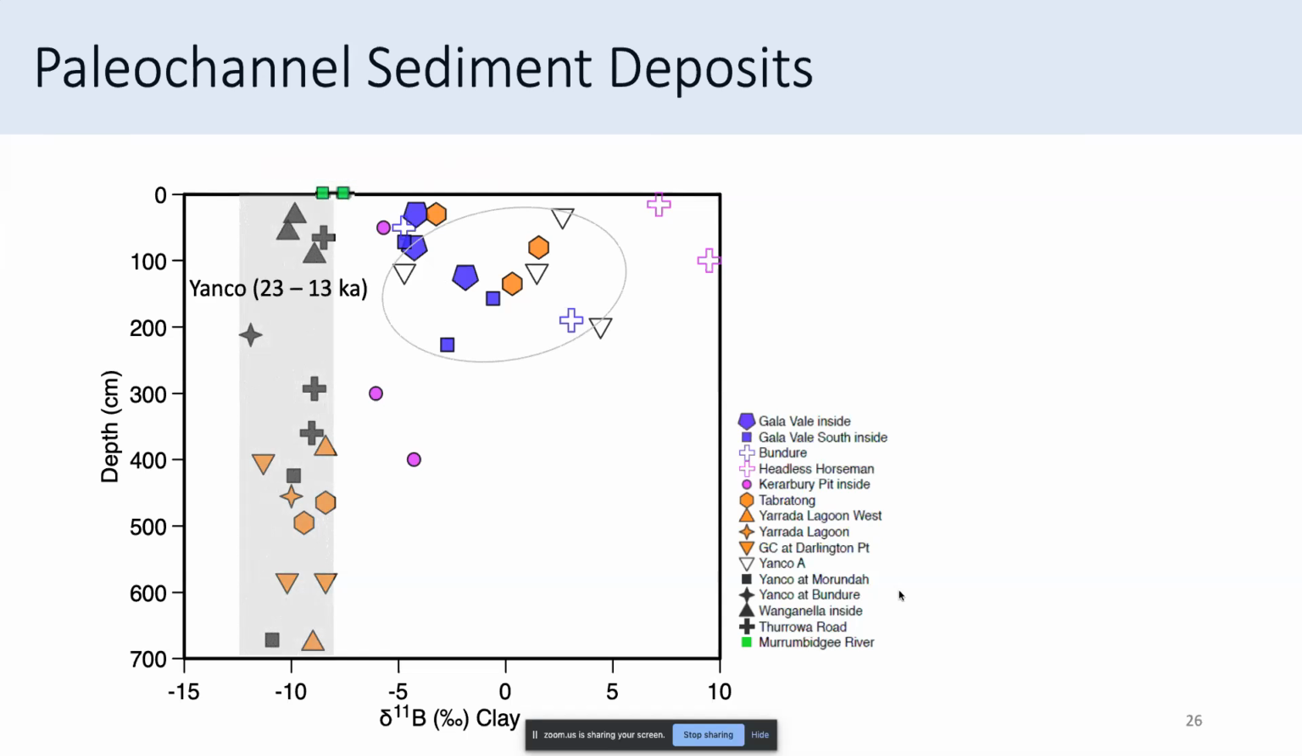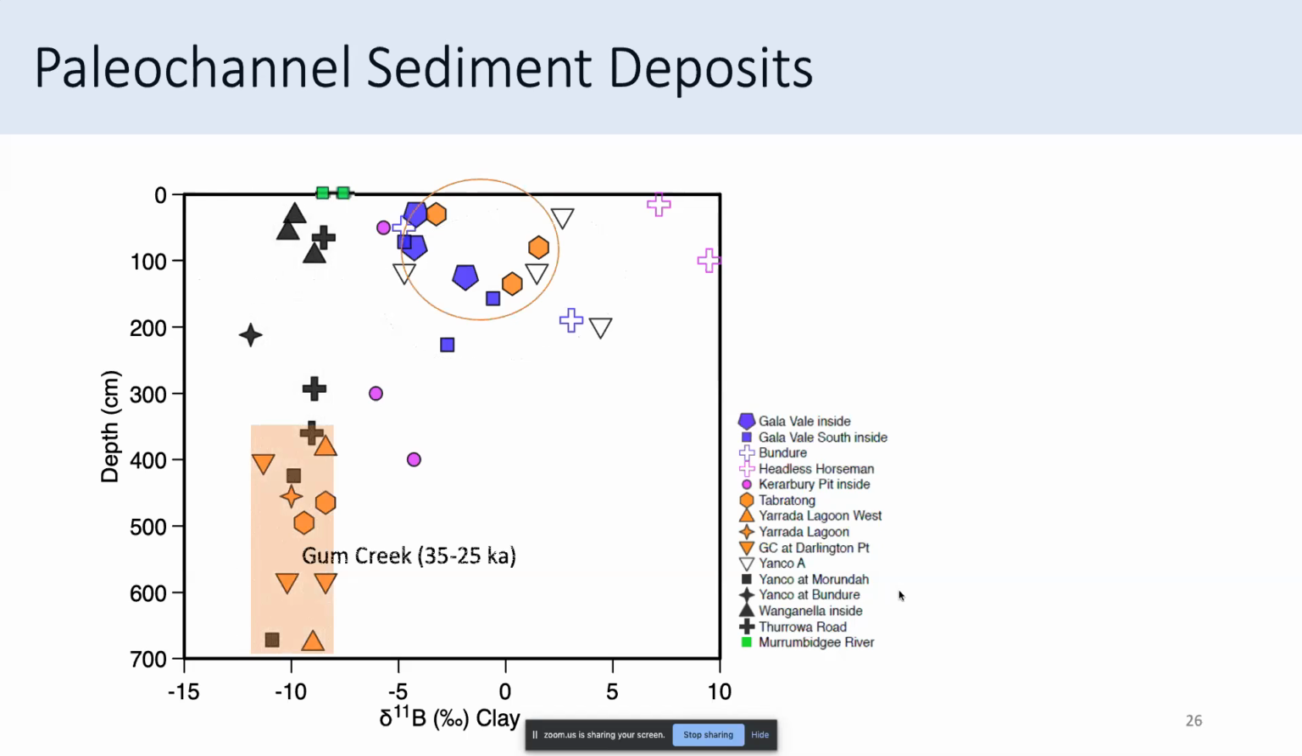Here's our first paleo channel system. So this is the Yanko between 13 and 23,000 years ago. This is our last glacial maximum. It was extremely cold during this time. And you have a very narrow band. So maybe -12 to -9. And with our proxy, that doesn't really mean much. So we got a really good representation throughout our soil profile. So it looks like things aren't changing, except for that site that you see on the right. This is a site that's quite shallow, and it looks like it might have been altered after the sediments were deposited.